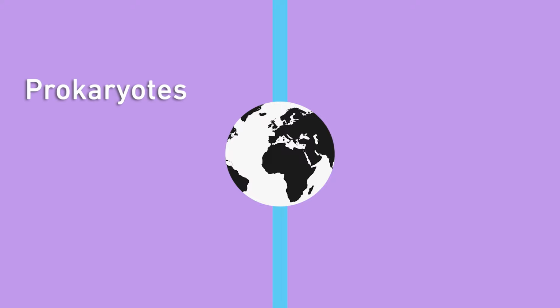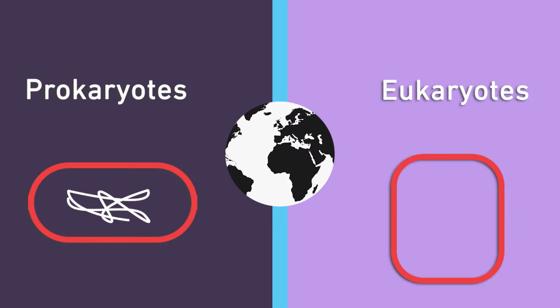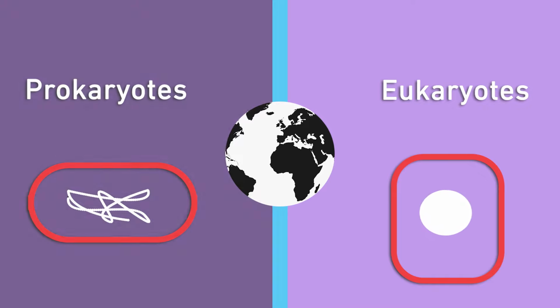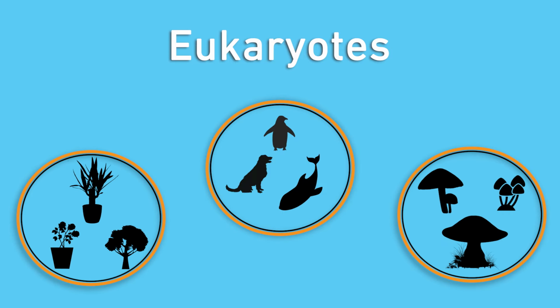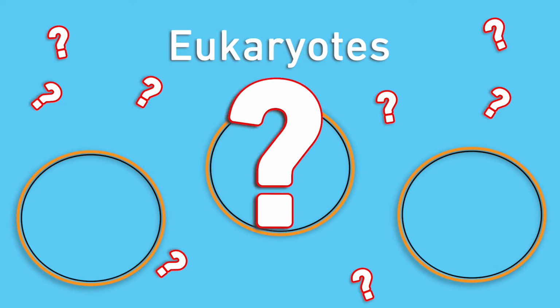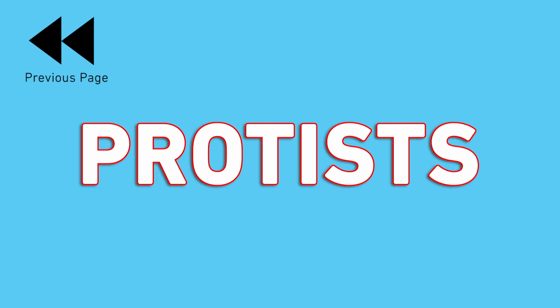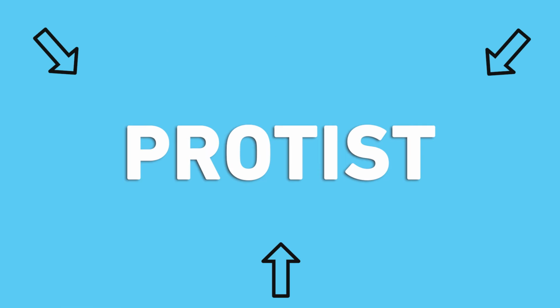Every single organism on Earth can be split into prokaryotes or eukaryotes, or cells without membrane-bound organelles and cells with membrane-bound organelles, like a nucleus. Eukaryotes include things like animals, plants, and fungi. But they also include some things that don't fit into those categories neatly. These are protists.